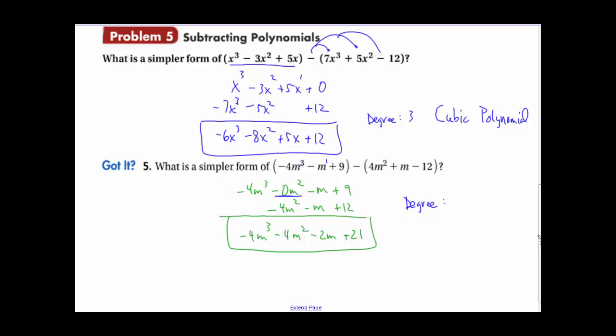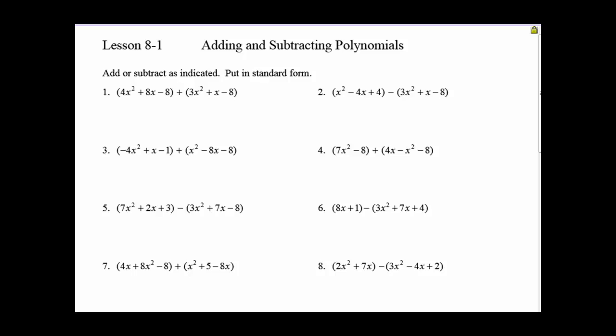Okay, degree, hopefully you wrote down it's a third degree. We call third degrees, if you remember, cubics. And this doesn't have 1 term, 2 terms, 3 terms, it has 4. So we'll just call it a polynomial. Good job.